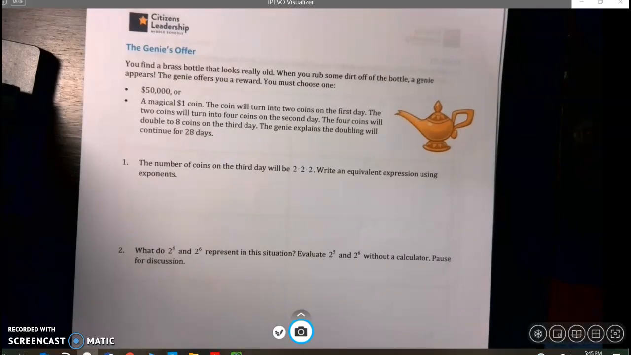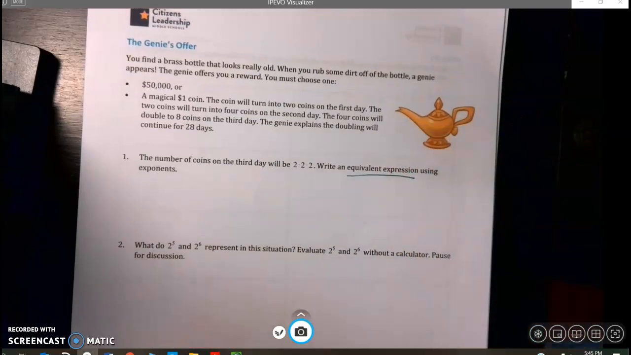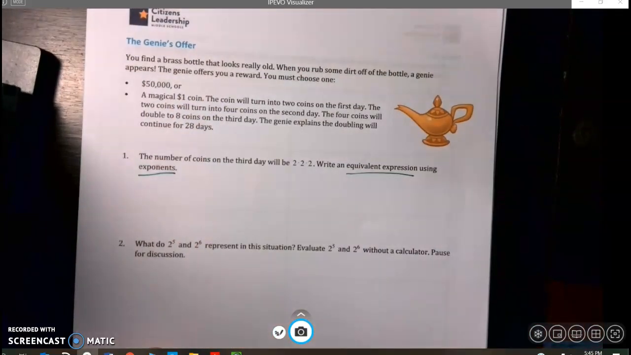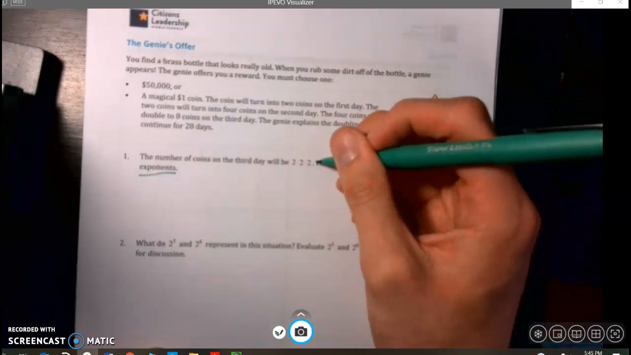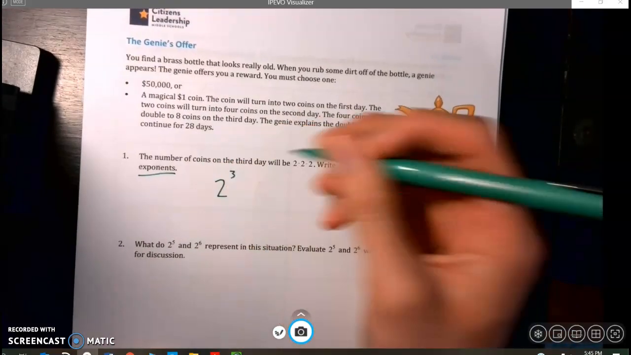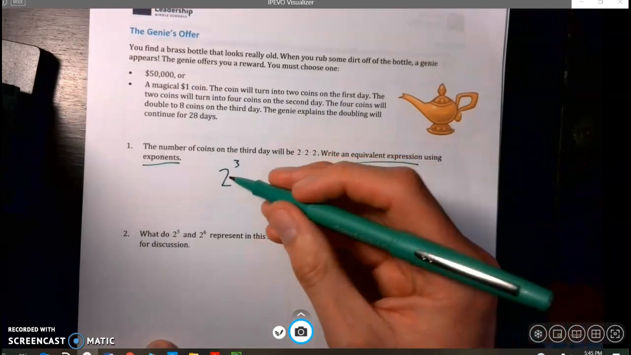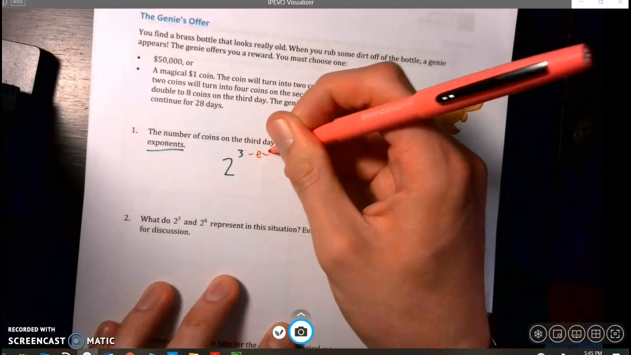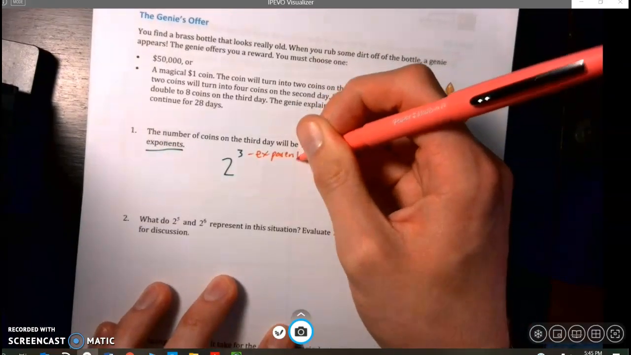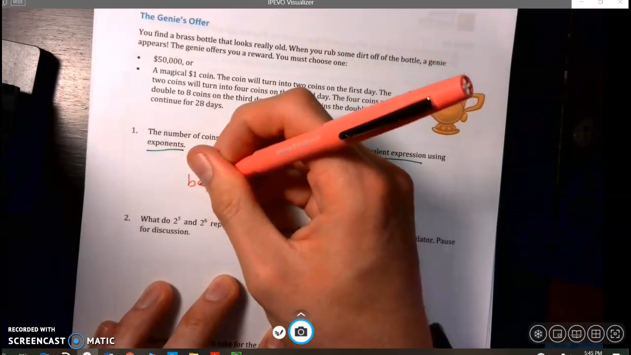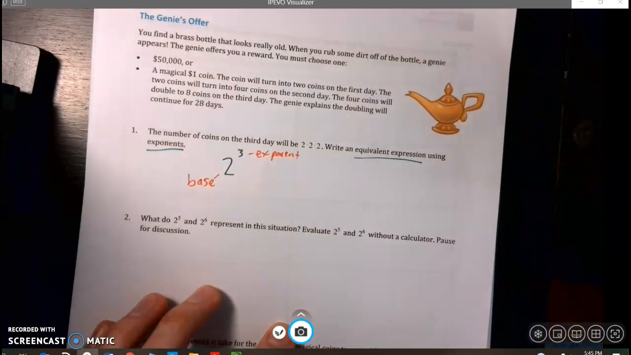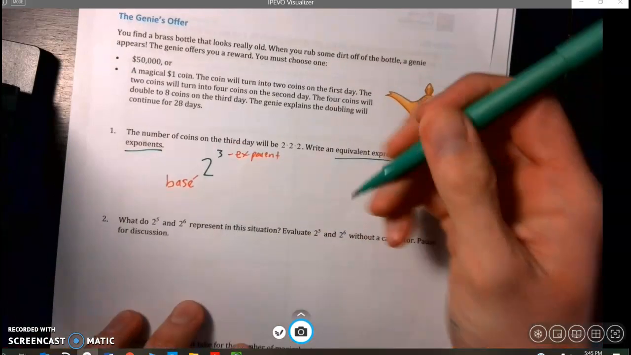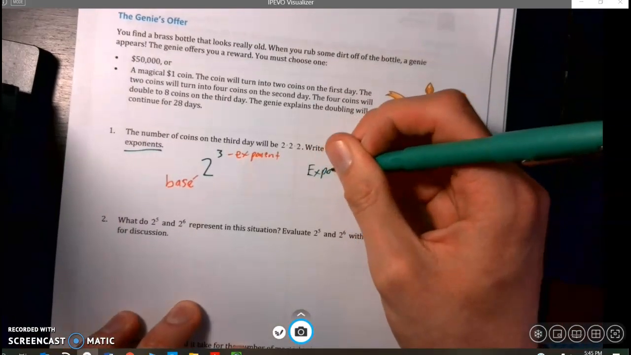So, let's look at number 1. The number of coins on the third day would be 2 times 2 times 2. We want to write an equivalent expression using exponents. So this is 2 times 2 times 2, which is 2 to the third power, or 2 cubed, we could also say that. So once again, this is an exponent, that tiny little number in the corner, and then we call the big number that the exponent is attached to the base.